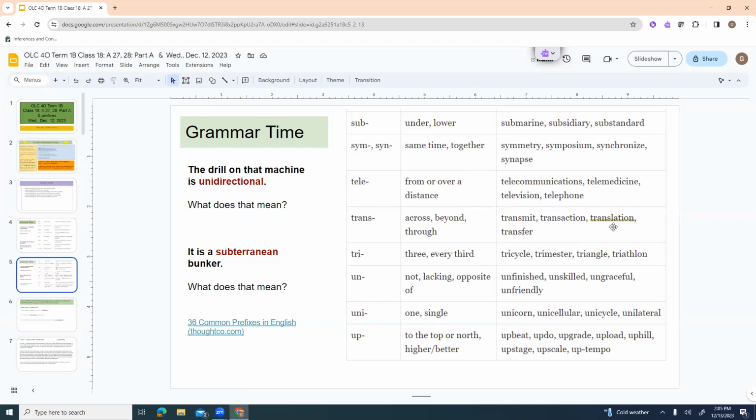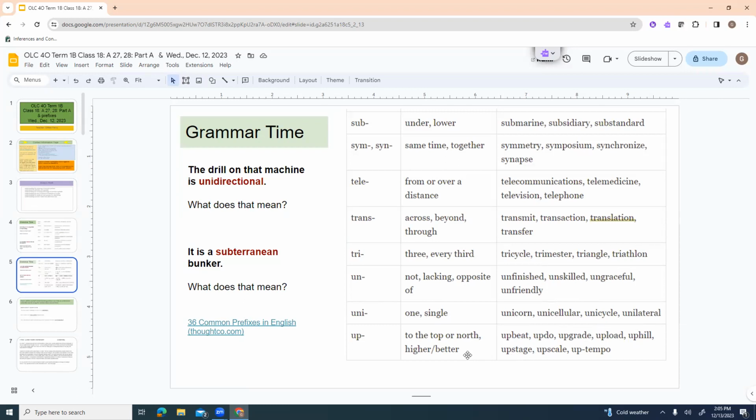Transmit, transaction, translation, transfer. Tri is a prefix that means three or third. A tricycle or a trimester, triangle, triathlon. Un is another one that means not or lacking or opposite, unfinished, unskilled, ungraceful, or unfriendly. Now, this one looks almost the same, but it's not un, it's uni. And it's like one or single, like a unicorn, unicellular, unicycle, or unilateral.